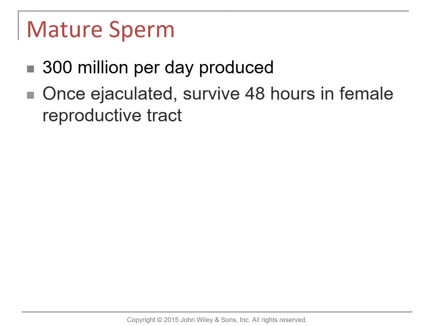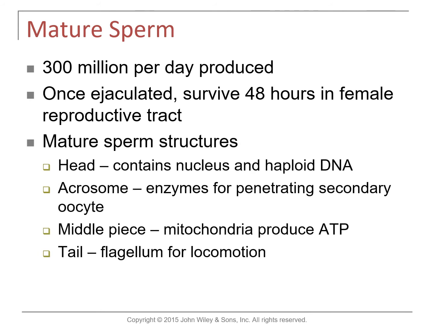So here's a number for you. Males of reproductive age produce on average 300 million sperm per day. Now, even though that's the number of sperm produced, note that the steps of spermatogenesis take several days to complete. So any one sperm requires up to 2 months to become mature. Okay? Now, once sperm are formed, they will remain in the epididymis until they are released from the body during the process of ejaculation. Once ejaculated, sperm can actually survive 48 hours in the female reproductive tract. Keep those numbers in mind.